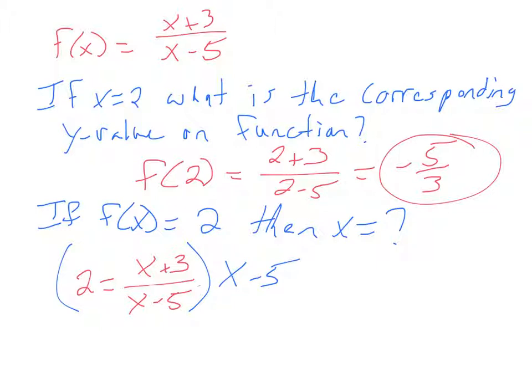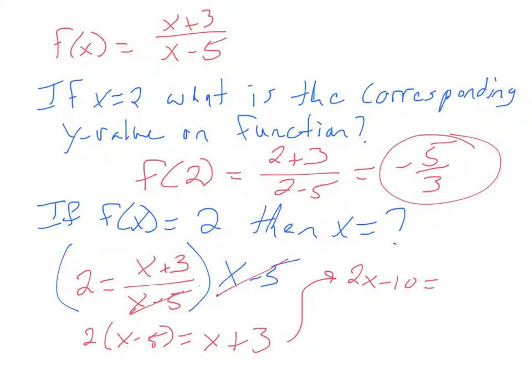So if we multiply the whole thing by x minus 5, we will get 2 times (x minus 5) equal to what? x plus 3. Yeah, because right here, the x minus 5's cancel on the right side. So we end up with 2x minus 10 equals x plus 3. Then if we subtract the x from both sides, we get x, and add the 10, we get 13. So x equals 13. So that's a little bit of a review of solving rational equations, for those of you who haven't seen those in a while. But that's not so bad, right?